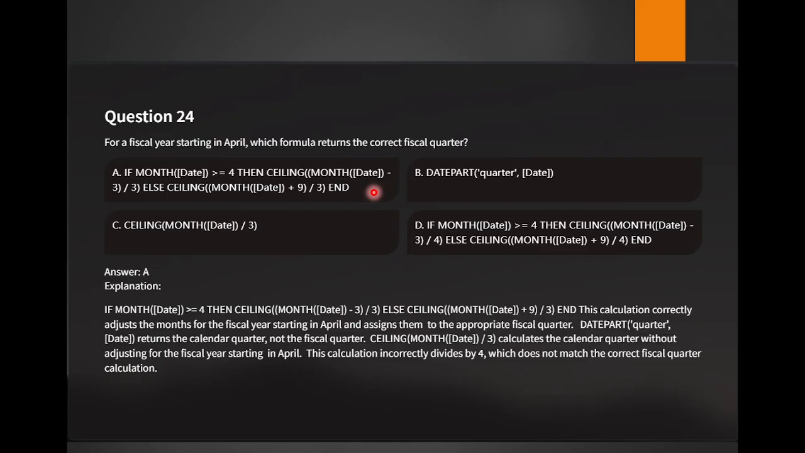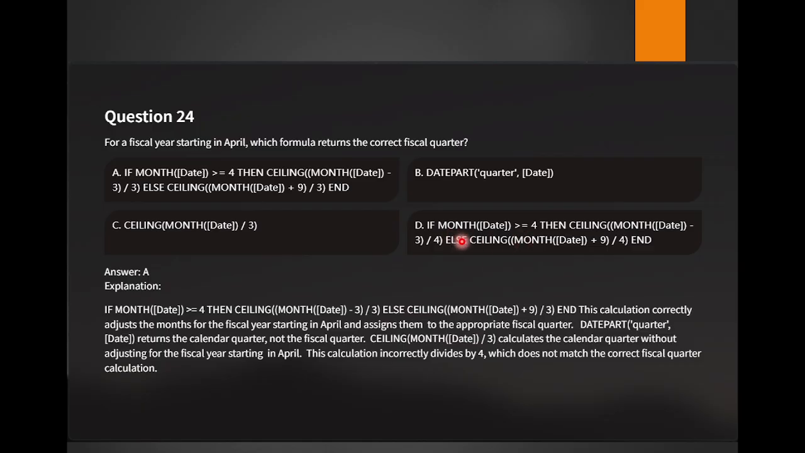This if-else statement correctly adjusts the month for the fiscal year starting in April and assigns them to the appropriate fiscal quarter. Date part quarter of date will give the calendar quarter but not the fiscal quarter. Ceiling of month of date divided by 3 will give the quarter without adjusting for the fiscal year starting in April. Before April it will not give the correct answer.